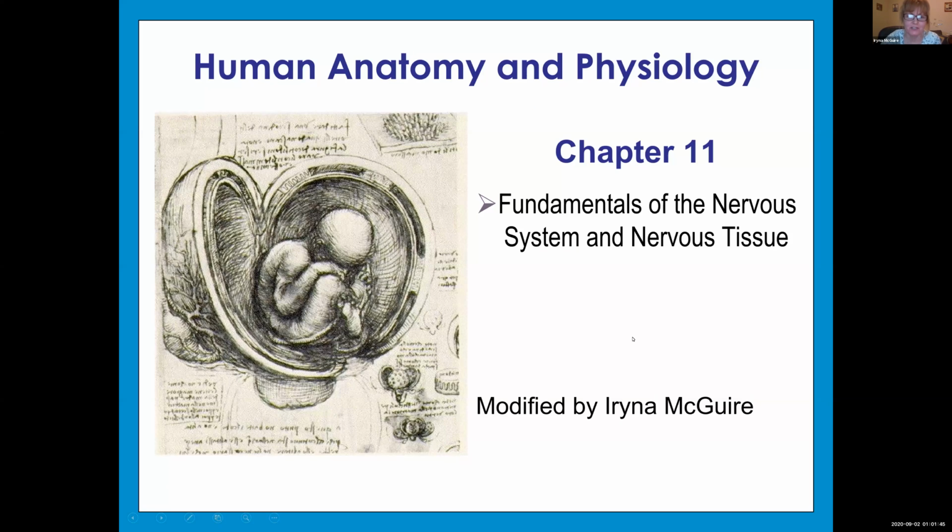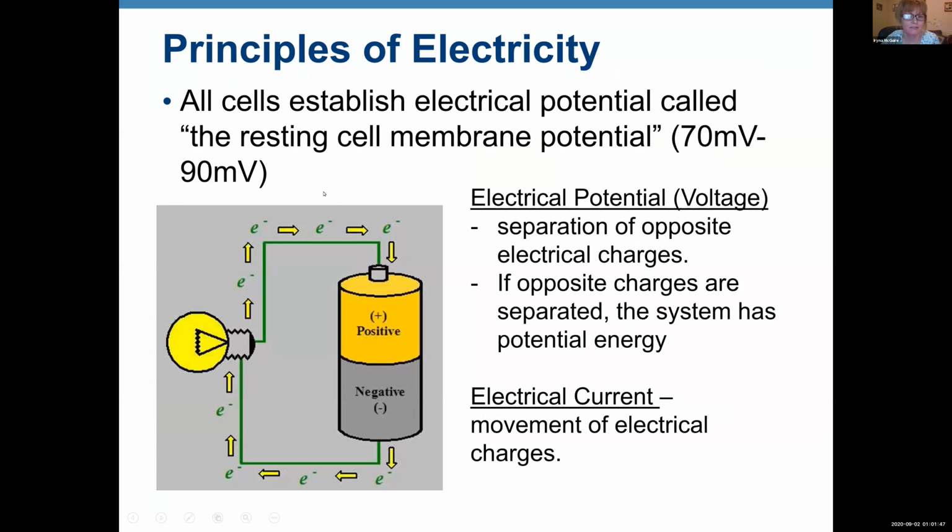Now, the first thing I want to tell you is this sentence: all cells establish an electrical potential called the resting cell membrane potential, 70 to 90 millivolts. And if you took any physics classes, that might make sense for you. If you didn't, that should have no sense, right? Because what is this electrical potential? What is this voltage?